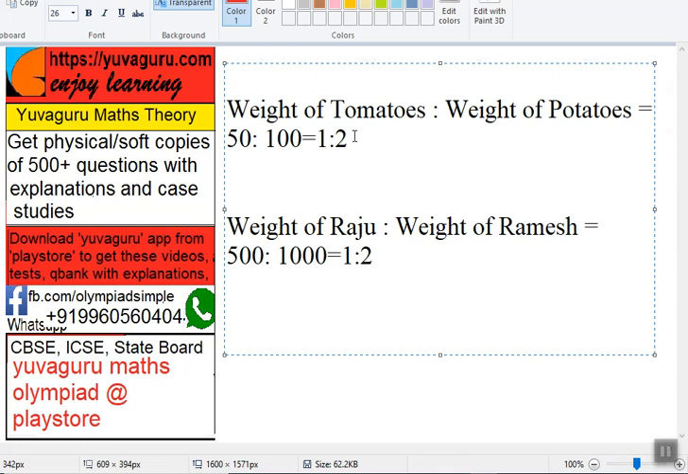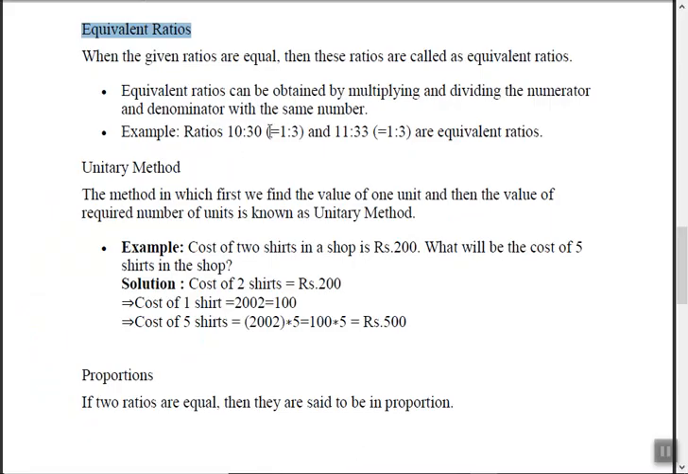It means equivalent ratios means the quantities can be different, but they need to be in the same proportion. Okay? See this, 10 is to 30, 1 is to 3, 11 is to 33, 1 is to 3. So both are equivalent. Equivalent ratios can be obtained by multiplying and dividing the numerator and denominator with the same number. Right? Dividing with the same number, 10 divided by 10 everywhere, so you get 1 is to 3. Divided by 11 everywhere, you get 1 is to 3. Okay?